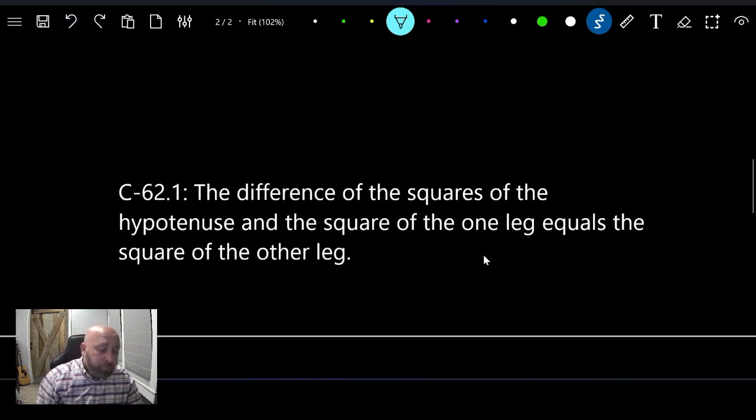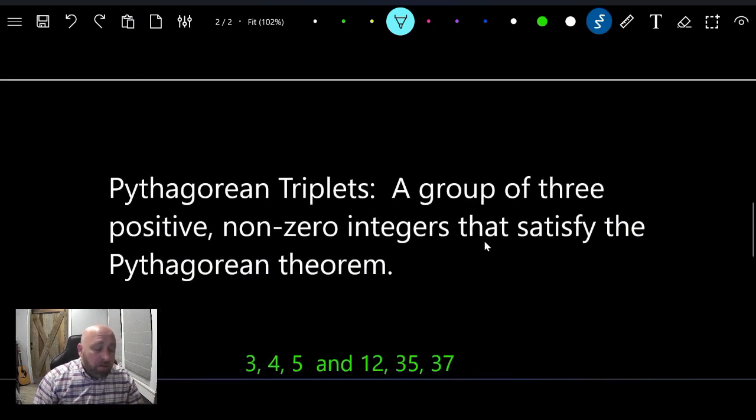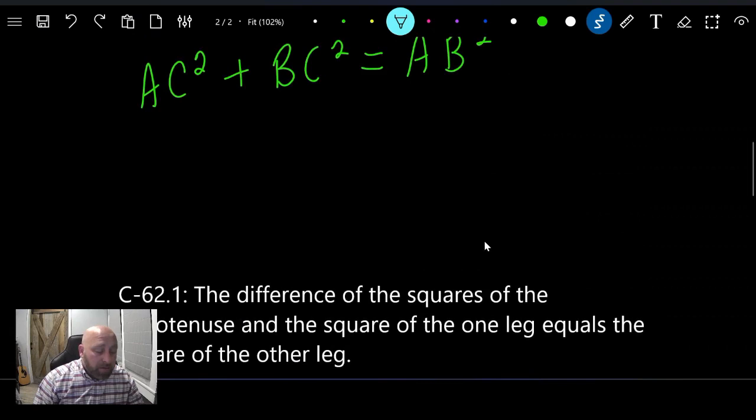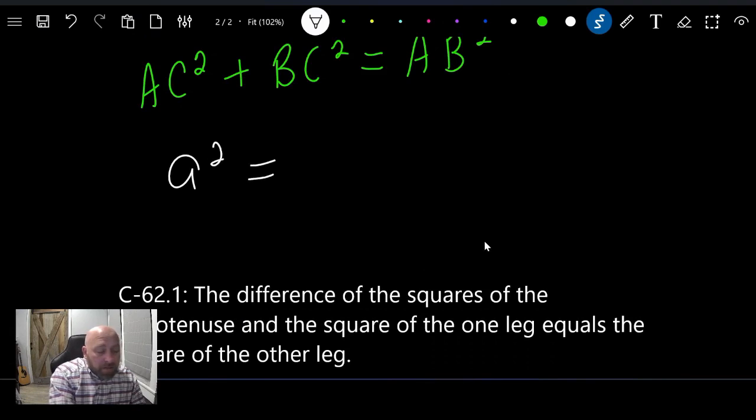All right. So theorem 62.1 states that the difference of the squares of the hypotenuse and the square of one leg equals the square of the other leg. What does that mean? You can also write Pythagorean's theorem by writing it something like this: A squared equals C squared minus B squared.